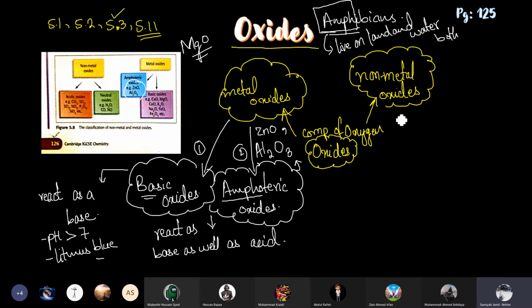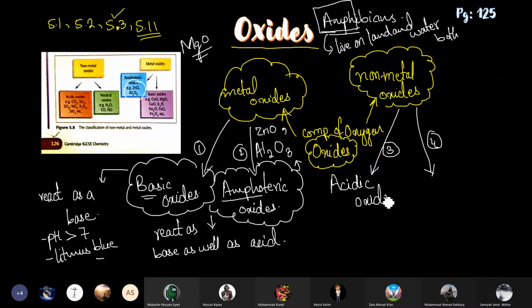Now we come to the non-metal oxides. They are again of two types. First of all, they are acidic oxides, and the second type is known as neutral oxides.